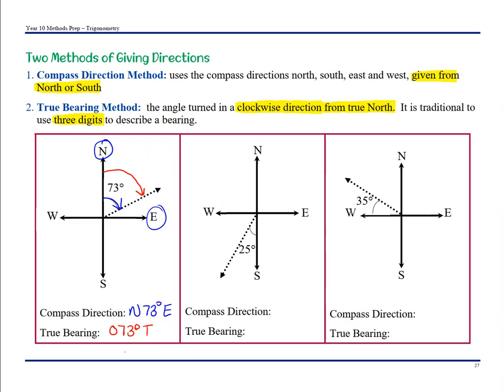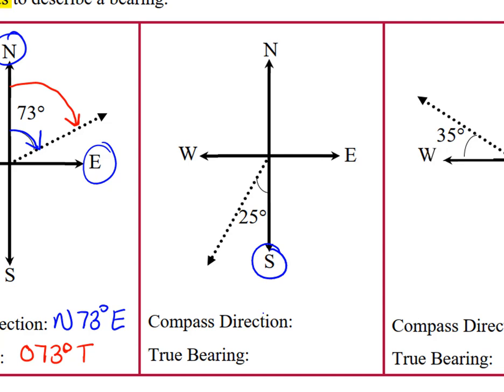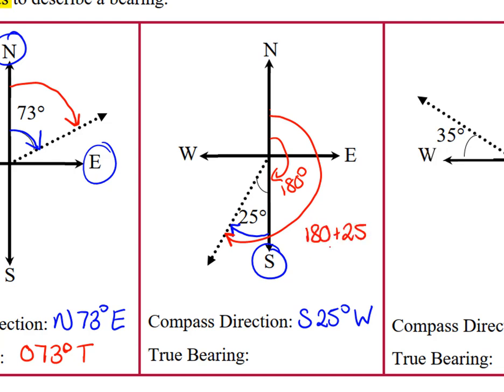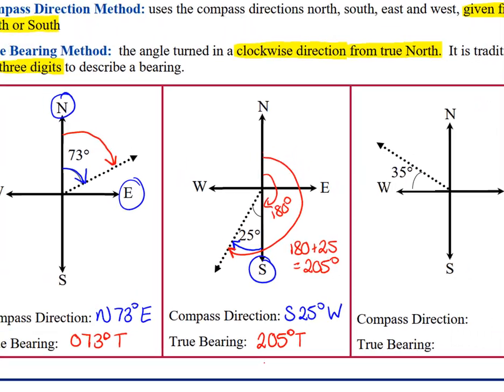T for true. Looking at the next one, now we're closest to south. So for our compass direction, it's going to be south. From south, we need to go 25 degrees towards west. So that is our compass direction. Now for our bearing, we need to start at north and we need to go in a clockwise direction down to that line. So what we have to think about is we're going to go 180 degrees here plus that extra 25 degrees. So our true bearing is 180 plus 25, which is 205 degrees. So we're 205 degrees true.